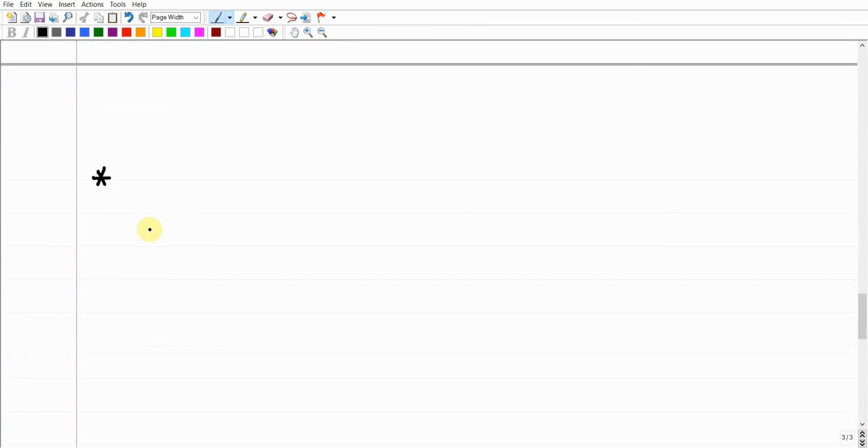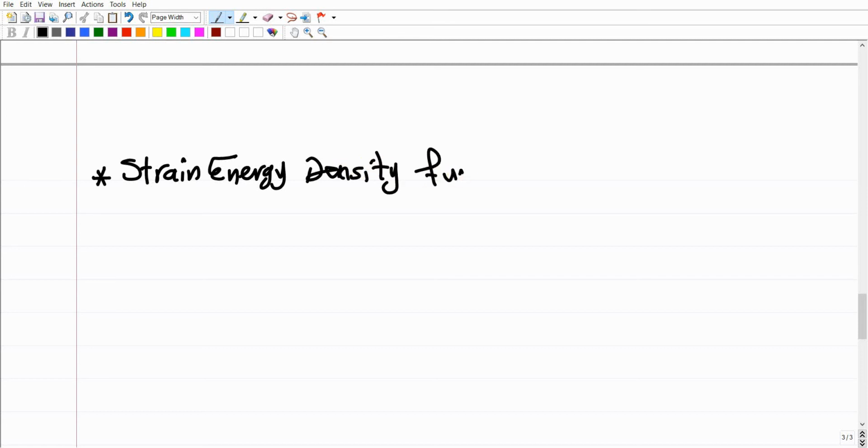So since we are talking about the strain energy, let us record the main equations that are used to define the strain energy density function. So here we're going to talk about the strain energy density function, which we used to define as W, right? If you remember.